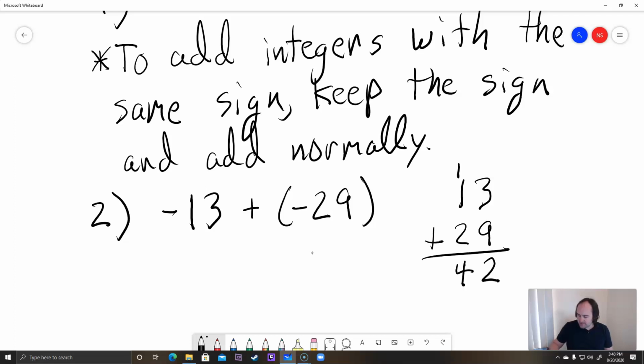But we have to keep the sign. Here the sign is negative, so our answer is going to be negative. It's going to give us negative 42. I'll go ahead and box that.